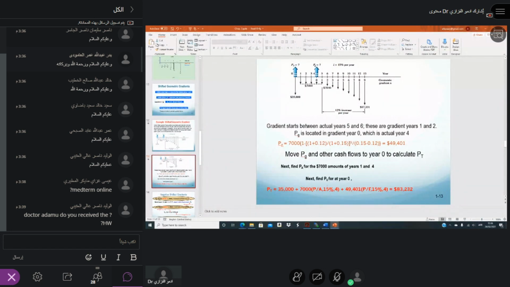That is the second expression here. And then this base amount, you add it up. So you have the base amount, you add it up to PG or PT, then you add it up to PA. That is the amount between year 1 and 4. And you sum them up together, and that will give you the present total, which is $83,000. And so this is what you will do.